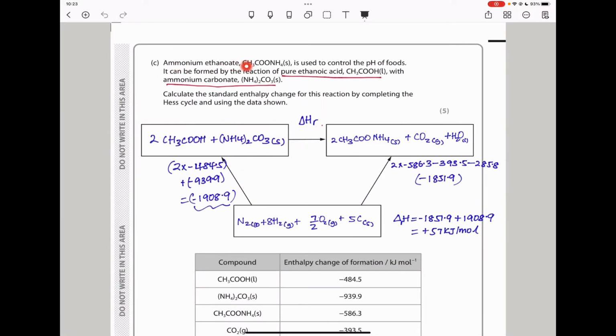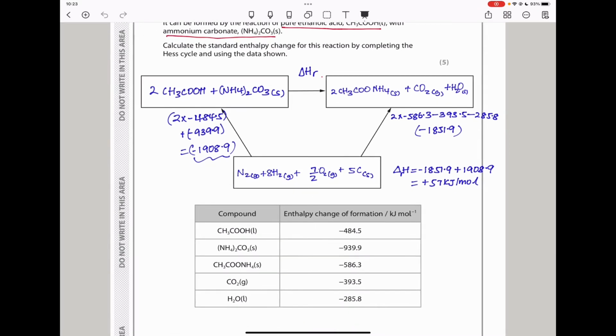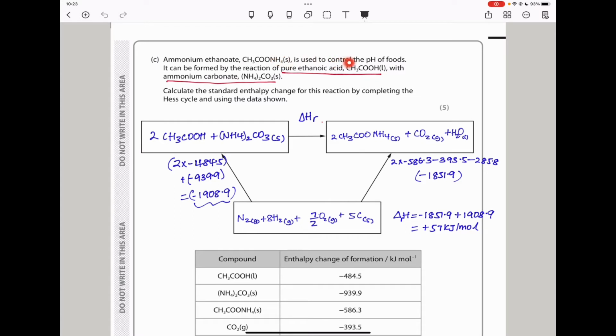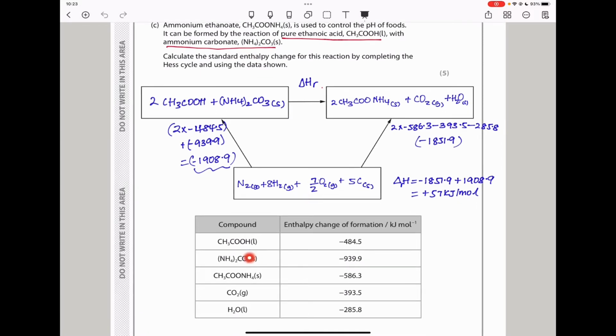So here they say ammonium ethanoate is used to control the pH of foods. It can be formed by the reaction of pure ethanoic acid with ammonium carbonate. Calculate the standard enthalpy change for this reaction by completing the Hess cycle and using the data shown. So I'm going to go down here to show you the data in the table. Here we are given enthalpy changes of formation of the different compounds we have here. And again, going back here, they say ammonium ethanoate is used. So if we are forming ammonium ethanoate, a reaction is going to be between ethanoic acid and ammonium carbonate because those are the values we're given here.